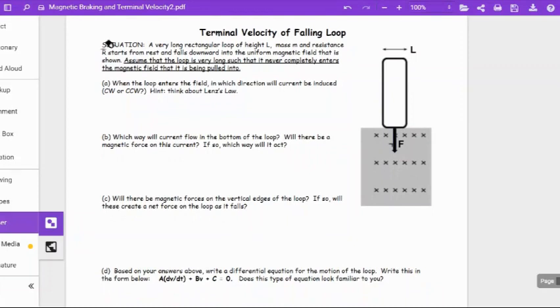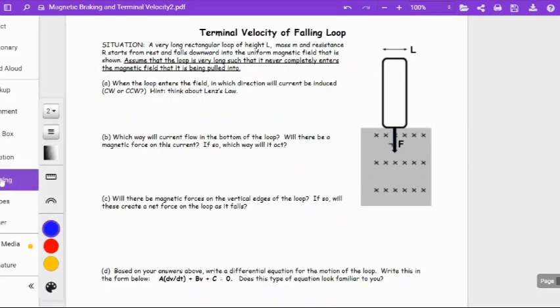All right, so I'm going to read the situation here. The situation says that you have a very long rectangular loop of height L, mass M, and resistance R that starts from rest and falls downward into the uniform magnetic field that is shown. Assume that the loop is very long, such that it never completely enters the magnetic field that it's being pulled into. Okay, so we can look at the picture.